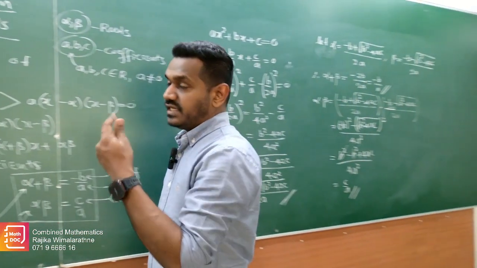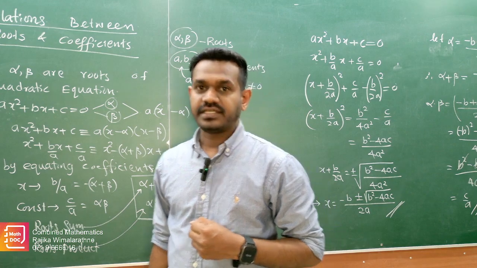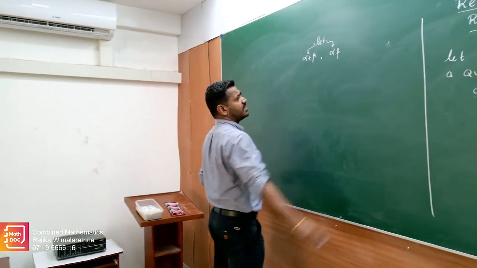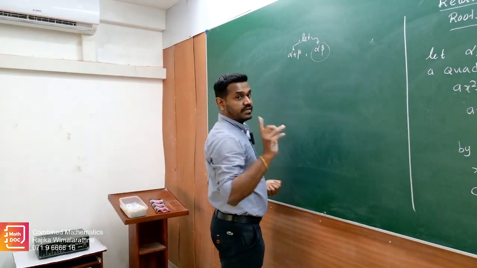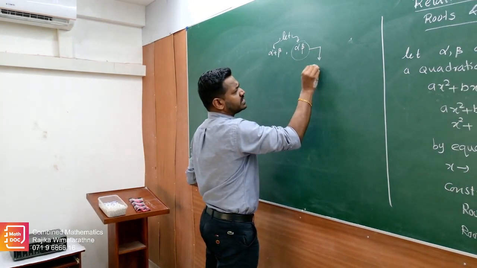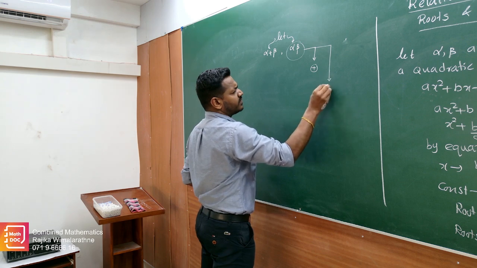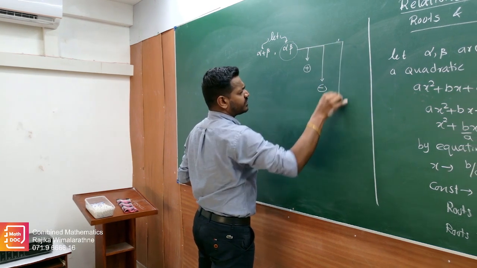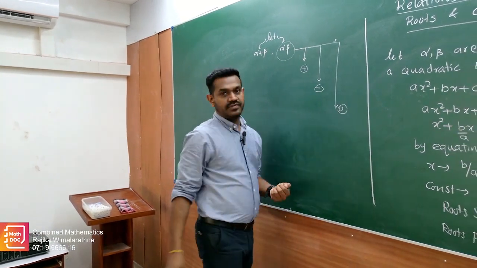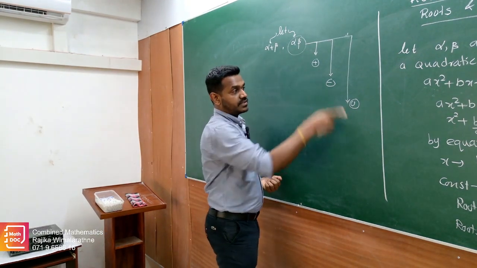Now let's go to the initial discussion, that means how to find the sign of the roots. Here for alpha and beta we can have three possibilities. That can be positive, that can be negative, that can be zero. We have three possibilities for alpha plus beta and for alpha times beta.